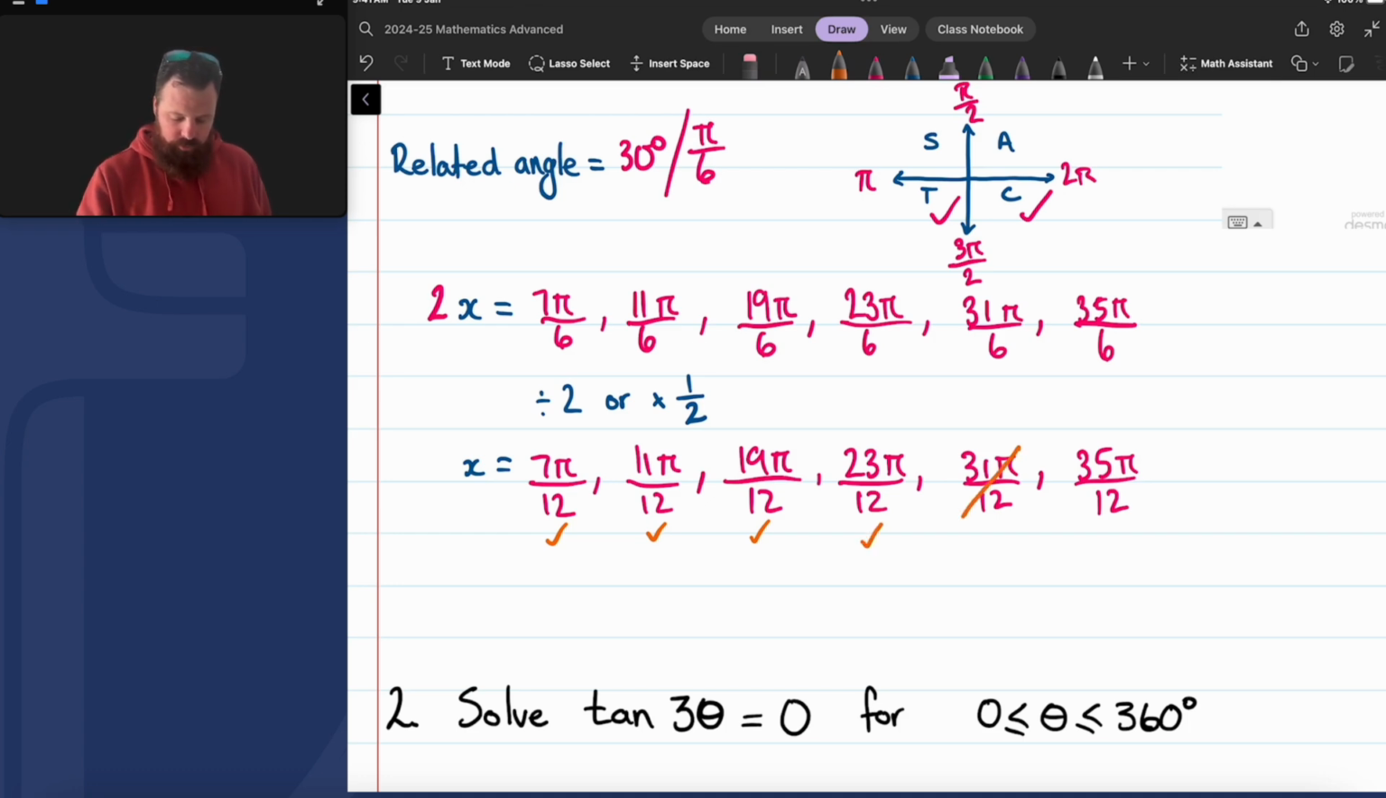And I'm not going to include 31 because that's greater than 2. That's 2 and a little bit. So I should only have 4 solutions: 7 pi on 12, 11 pi on 12, 19 pi on 12, and 23 pi on 12. Let's go back over to the graph.